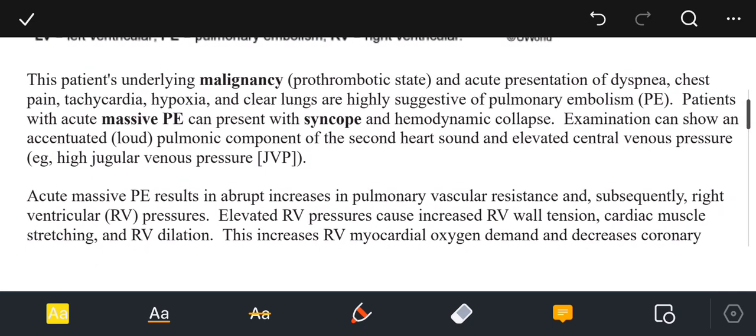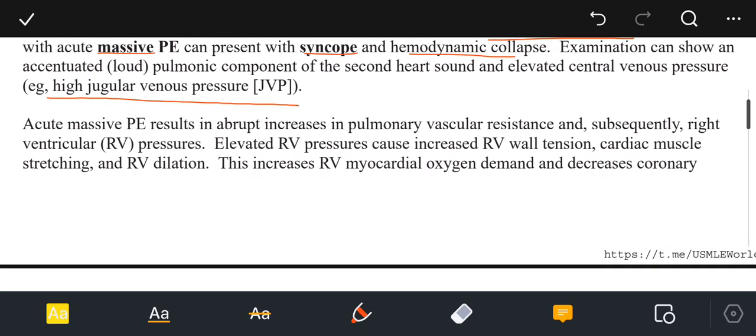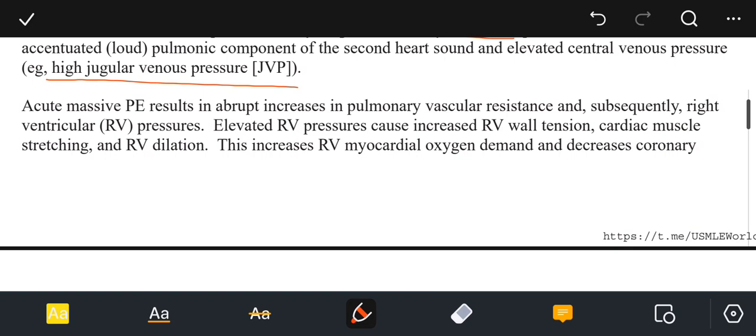The patient's underlying malignancy, for example the prothrombotic state, and the acute presentation of dyspnea, chest pain, tachycardia, hypoxia, and clear lungs are highly suggestive of pulmonary embolism. The patient with acute massive pulmonary embolism can present with syncope and hemodynamic collapse. Examination can show an accentuated pulmonary component of the second heart sound and elevated central venous pressure, that is high jugular venous pressure.